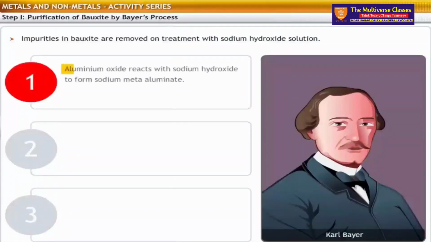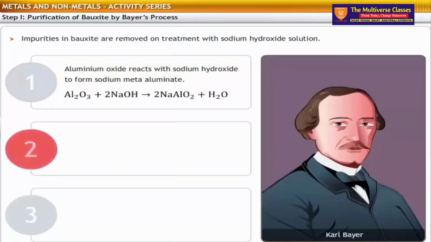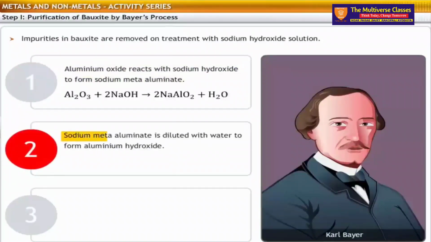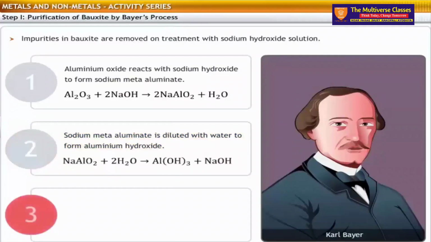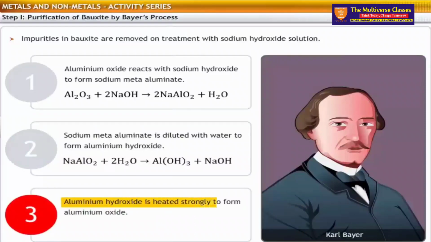In the first step, aluminium oxide is allowed to react with sodium hydroxide to form sodium meta-aluminate. In the second step, sodium meta-aluminate is diluted with water to form aluminium hydroxide. In the third step, aluminium hydroxide is heated strongly to form aluminium oxide.